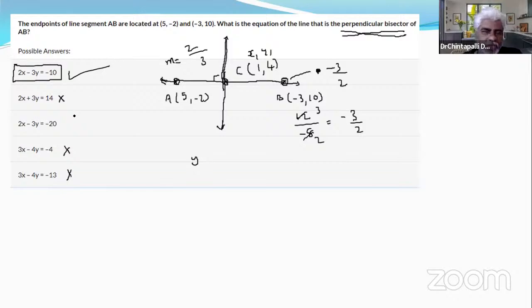If you take option 3, surely it's wrong. We did not verify option 3 because we have full clarity, full confirmation. Even if we check, 2 minus 12 is negative 10. See, same terms, 2x minus 3y. So clearly its value should be negative 10 instead of negative 20.